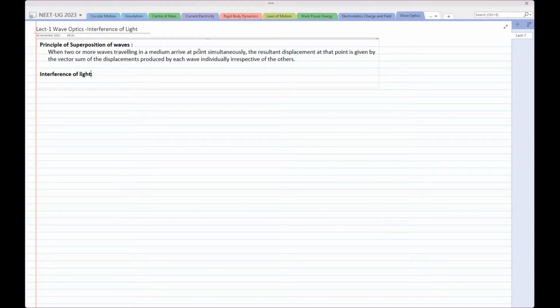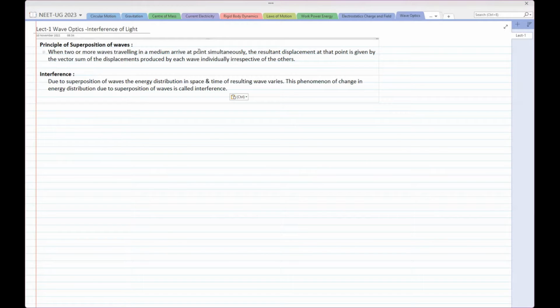Let's try to define. Okay, let's do one thing, first define just the term interference. So what do you mean by interference? When superposition takes place, due to superposition of waves, the energy distribution in space and time of the resulting wave varies. This phenomenon of change in energy distribution due to superposition of waves is called interference.